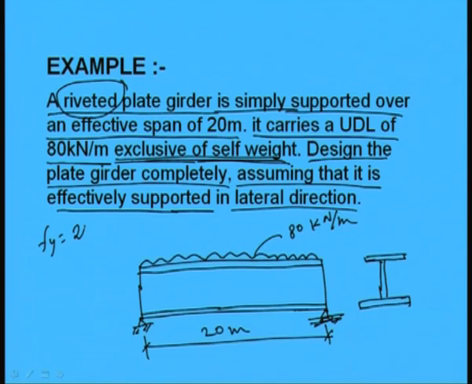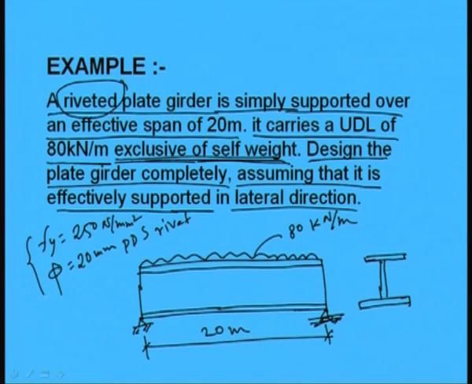steel we are going to use, that is say Fy is equal to 250 Newton per millimeter square, right. And as it is a riveted plate girder, let us use say Phi is equal to 20 mm power driven soft rivet. So, these are the two things let us assume. One is the rivet diameter as 20 mm power driven soft rivet, and the steel whatever we are using, its Fy value is 250 Newton per millimeter square, right.